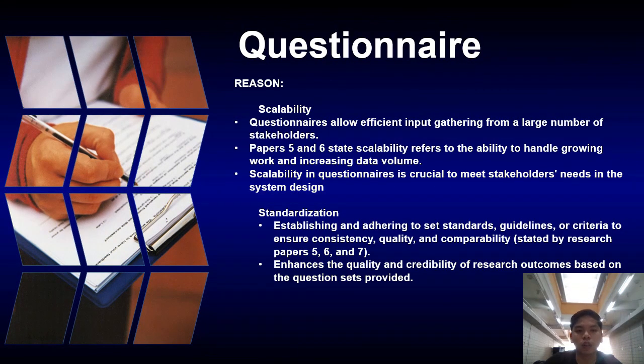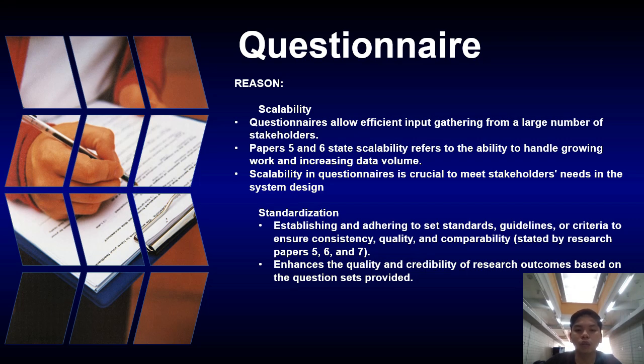The reason we bring in the questionnaire is for scalability. Basically, a questionnaire allows efficient input gathering from a large number of stakeholders. Through the research papers 5 and 6, scalability refers to the ability to handle growing work and increasing data volume. So no matter how many stakeholders we get, increasing rapidly, we can still manage the data volume. Scalability in a questionnaire is crucial to meet every stakeholder's needs in the system design.